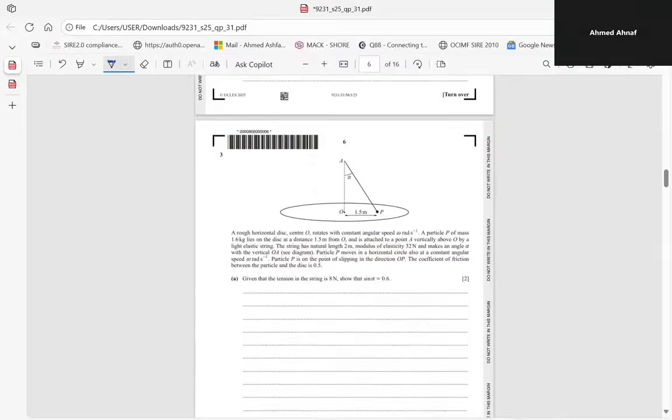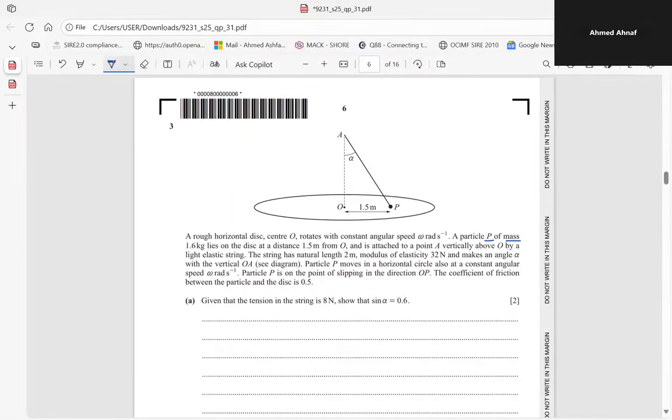Let's head on to the next question. For this question, we're told that a rough horizontal disk with center O rotates with a constant angular speed omega radians per second. Rough means that there's friction acting on the particle. Then a particle P of mass 1.6 kg lies on the disk at a distance 1.5 meters from O. So the weight of this is 1.6 g.